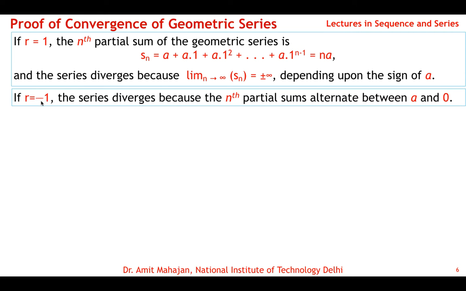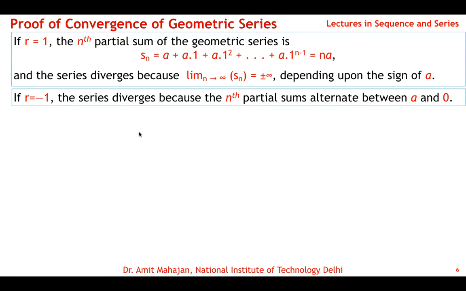Second case is when r is equal to minus 1. Okay, so in that case you see this number will be like minus 1, here it will become plus, minus, plus, minus sign. So the series diverges because the nth partial sum alternates between a and 0. Like it will be a minus a plus a minus a plus a minus a. So for n even you will get 0 and for n odd you will get a. So it alternates between a and 0 values. So the sequence is not giving a unique limit. So the partial sum is alternating between a and 0, and we say that the series diverges.